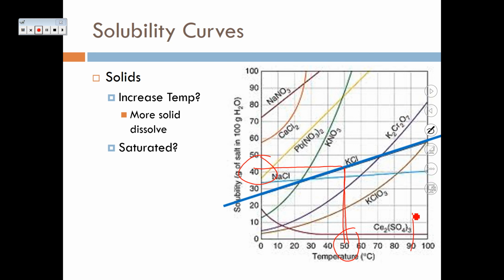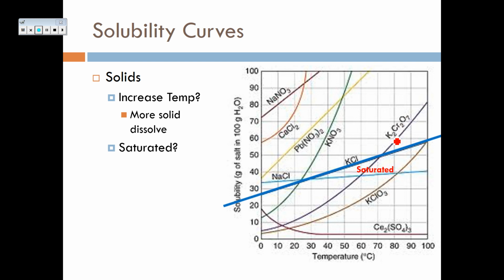At 90 degrees, notice that the saturation, the perfect amount of KCl that will dissolve in 100 grams of water at that temperature, is approximately 55 grams. So the lines tell you their perfect saturation, when just the perfect amount of solute dissolves in 100 grams of water.